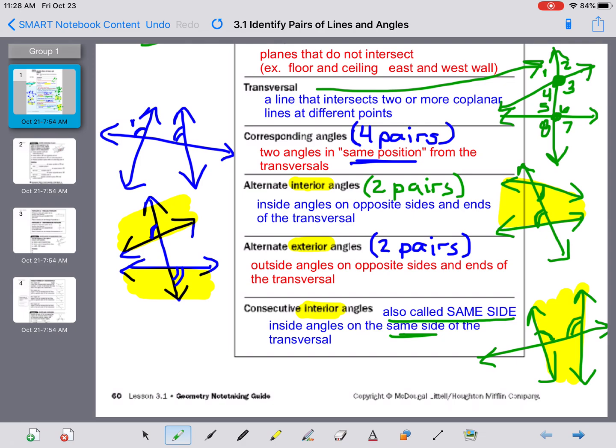All right, how are we feeling on these? This is the key of this entire lesson, basically, these vocab words. All right, so let's turn the page and let's practice some of this.